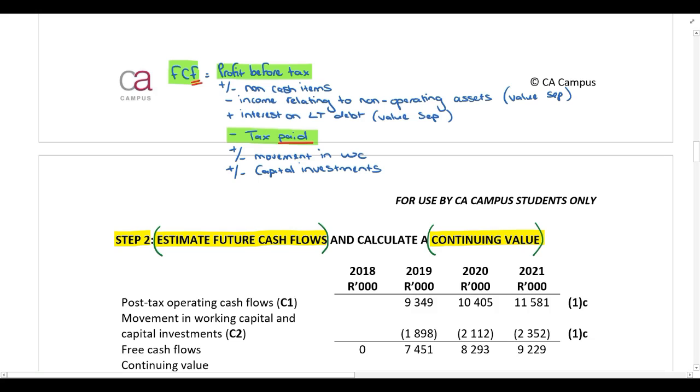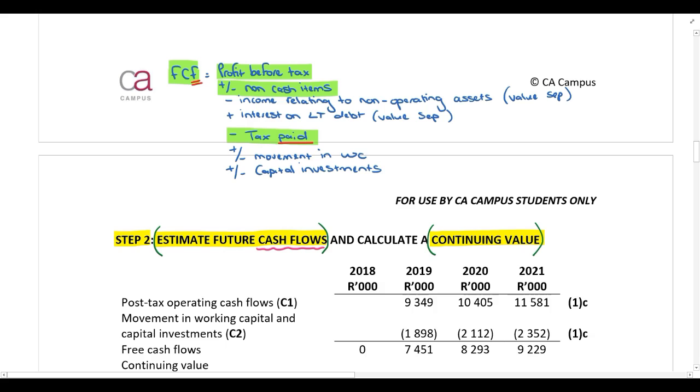Then we eliminate any non-cash items. So for example, if the company has depreciation, you'll eliminate the depreciation expense. And the logic behind doing that is we are trying to calculate cash flows. So obviously anything that is not a cash flow needs to be eliminated from the calculation.